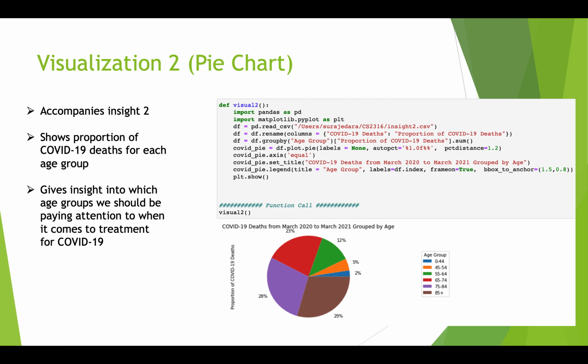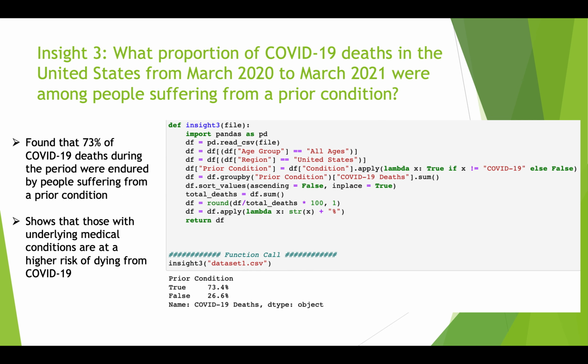As you can see, individuals aged 55 or older contributed 92% of COVID-19 deaths, whereas individuals aged 44 or younger only contributed 2%. This gives insight into what age groups we should be paying attention to when it comes to treatment for COVID-19. For my third insight, I found that 73% of deaths from March 2020 to March 2021 were endured by people suffering from a prior condition. This was insightful because it shows that those with underlying medical conditions are at a higher risk of dying.